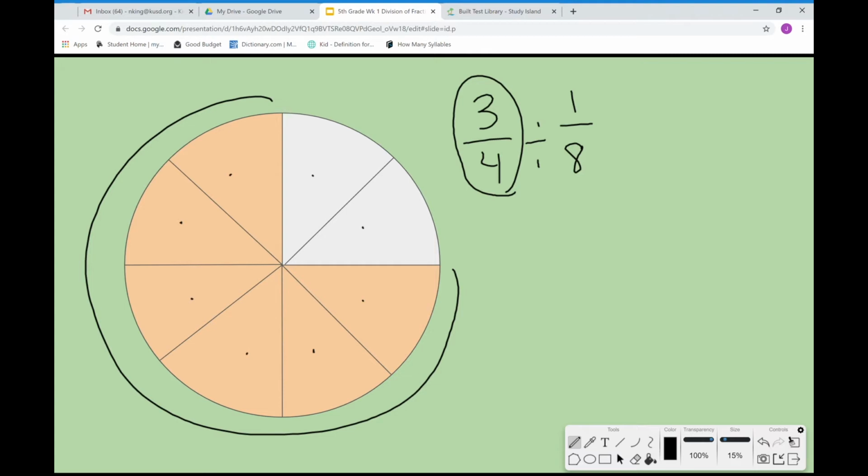Now we can see how many 8th pieces are in the starting 3/4. 1, 2, 3, 4, 5, 6, 1/8 sized pieces. So 3/4 divided by 1/8 equals 6.